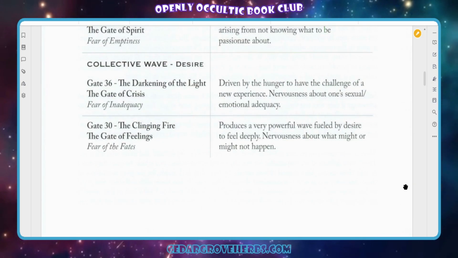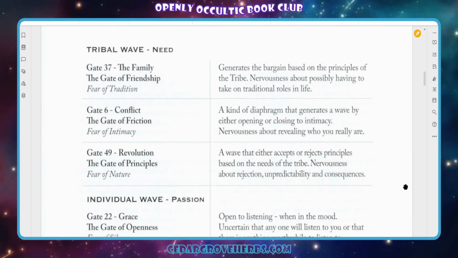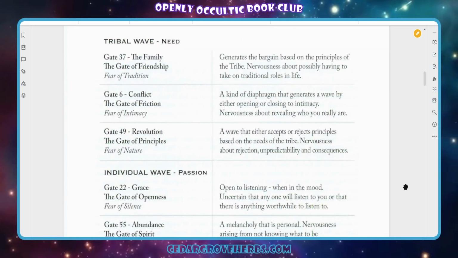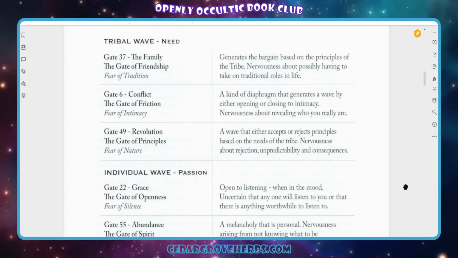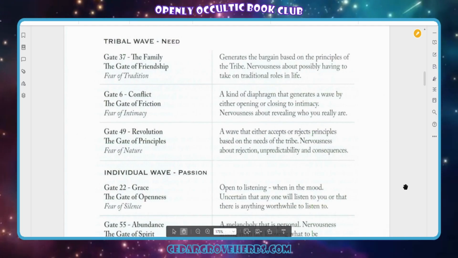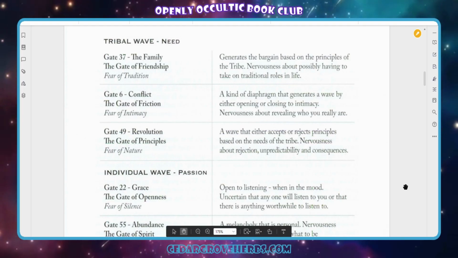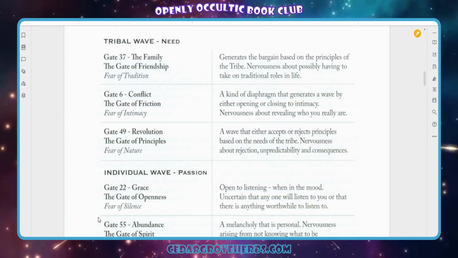Hold on, since we're here, I'm going to pull up my chart and see what gates I have. Let me know what gates you have, if you do have a defined solar plexus, or even if you don't. Let's talk about it. Leave a comment. What gates in your solar plexus are defined?